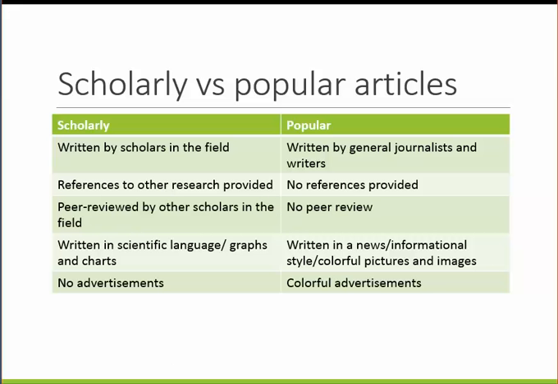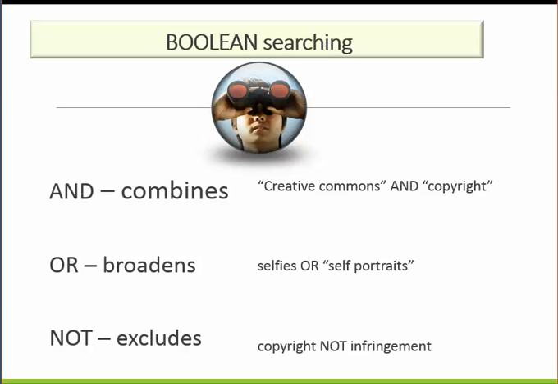Here's the review of the scholarly versus popular articles criteria. You can see that scholarly articles, as I said before, are written by scholars in the field. They're peer-reviewed by other scholars in the field. They have a lot of scientific language in them, graphs and charts, and no advertisements. Popular journals and magazines are written by generalists. There are no references provided normally. There's no peer review process, and they're written in a newsy, informational, entertainment style, and they usually include some colorful advertisements. So let's talk about Boolean searching.